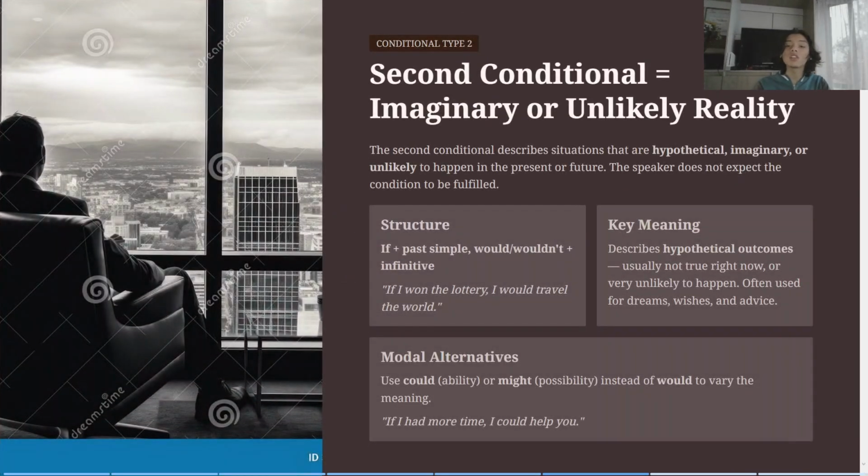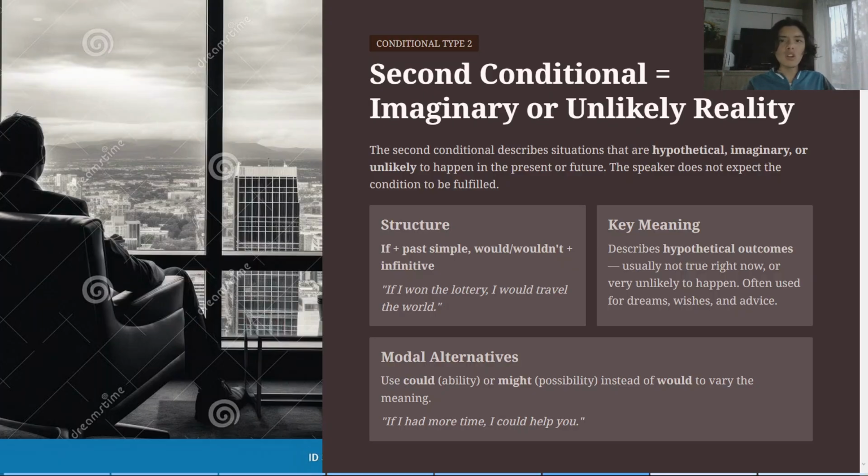Now let's go with the second conditional. The second conditional is different from the first conditional. We use it for hypothetical, imaginary, or unlikely situations in the present or future. The structure is if plus past simple plus would plus the infinitive. For example, if I won the lottery, I would travel the world. Winning the lottery is possible, but it's unlikely. So we use the second conditional.